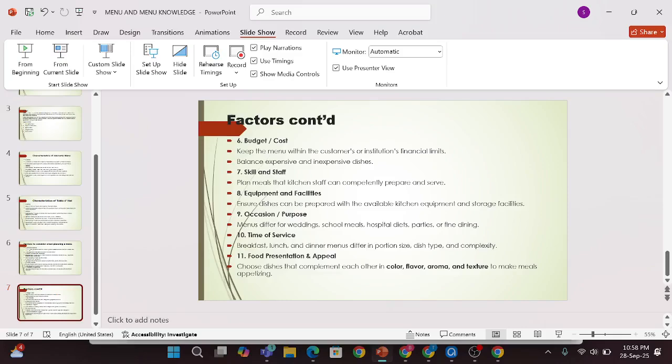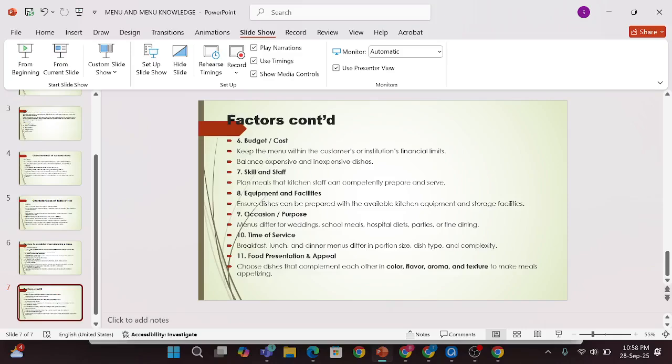Equipment and facilities. Ensure that the equipment that you have is reliable and can help you produce good quality food. Then occasion, I think that one had been mentioned: weddings, school meals, hospital diets. Those ones vary. For parties, you'll find that you have mostly snacks and drinks. For school meals, it's a limited choice. For weddings, you'll find a lot of dishes that are prepared and set in a buffet.